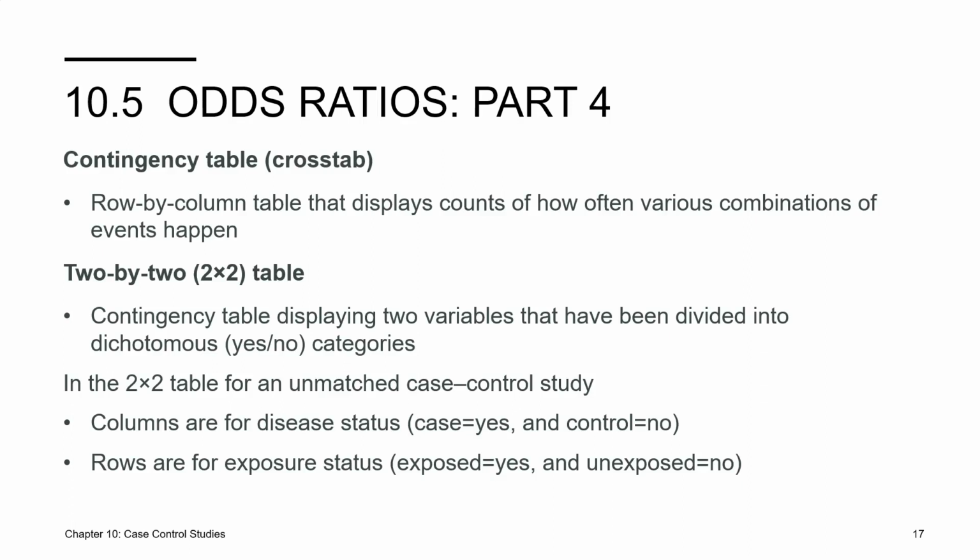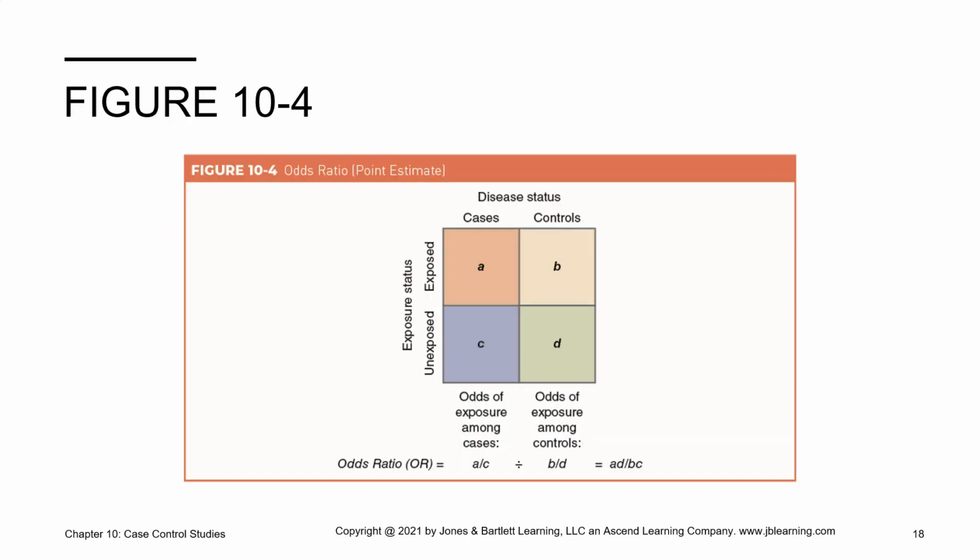So odds ratios really are represented well in a 2x2 contingency table. This is a table that's similar to that very first diagram in this chapter. It's a row by column table that displays counts of how often various combinations of events happen, usually divided into yes/no categories. In an unmatched case control study, the columns usually are the disease status, so yes case, no control, and the rows are the exposure status, so exposed yes, unexposed no. And it usually looks something like this. We have our A, B, C, and D like we had before.